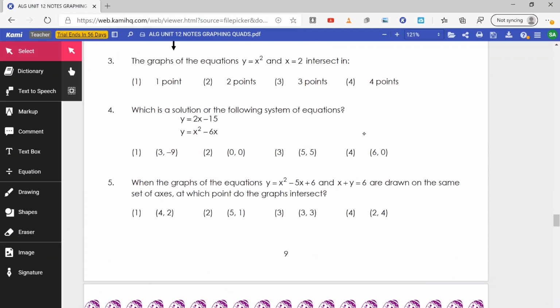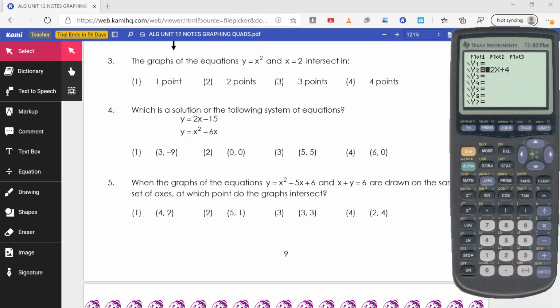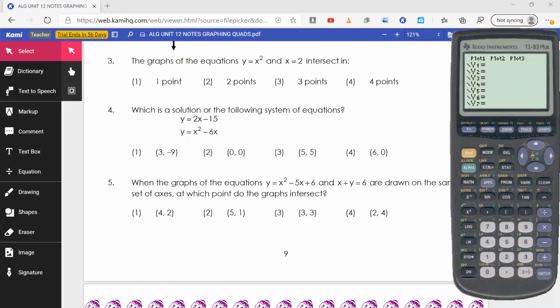Three, the graph of the equation y equals x squared and x equals 2 intersect in how many points? Well, y equals x squared, we're good with that. So we go to y equals x squared. If we look at our graph, we get a nice little parabola there.